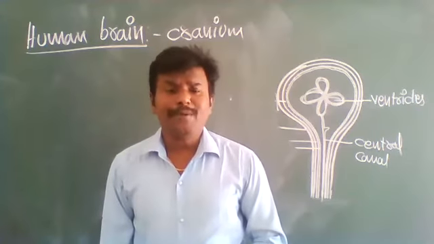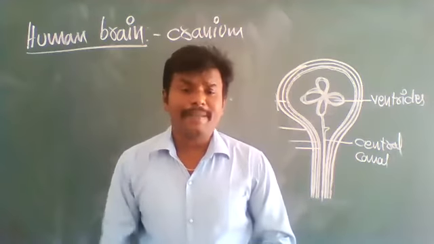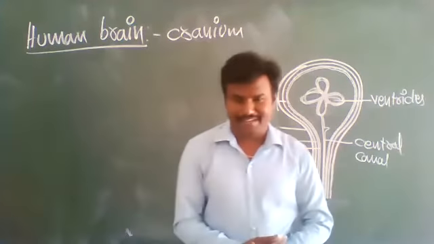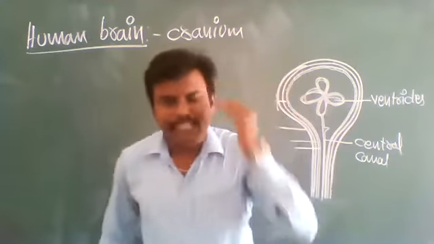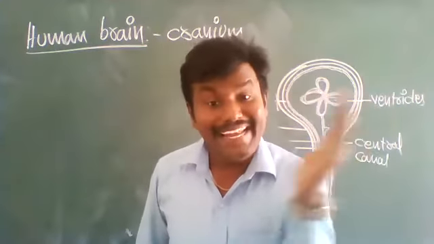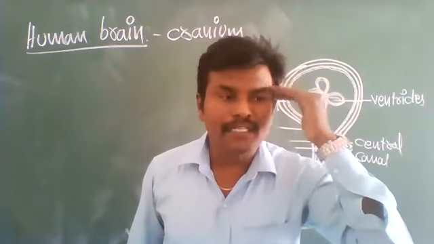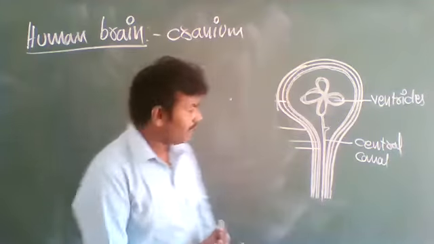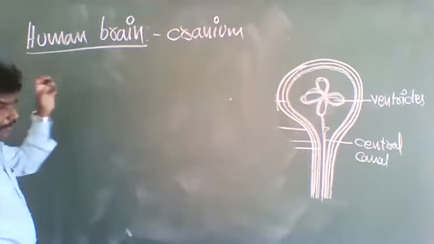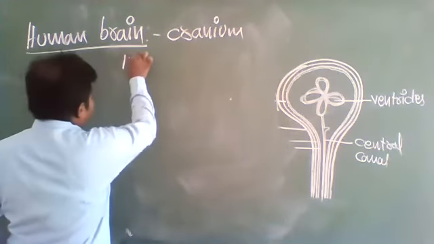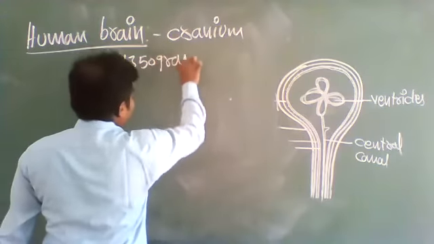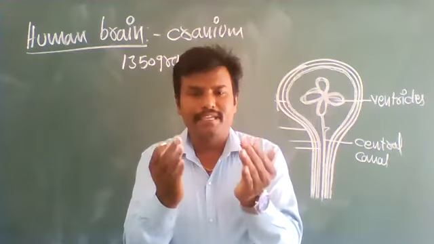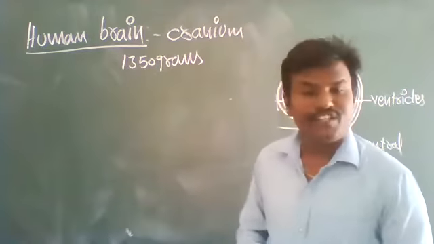Among all the organisms, the cranial capacity of the human brain is more than 1,000. Cranial capacity means the thinking capacity of the human brain is more than that of any other organism. The human brain weighs about 1,350 grams.